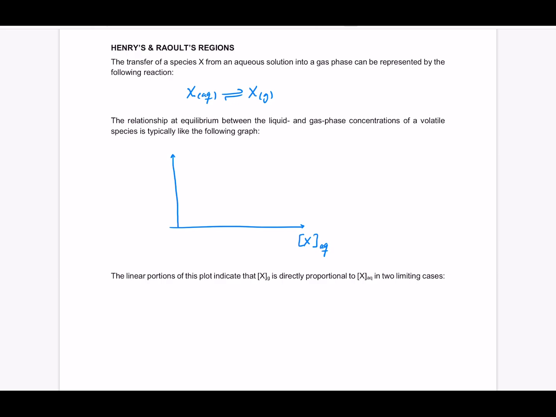And then measure the concentration in the gas phase. So this is what we're measuring in the lab, or measuring the partial pressure of X.